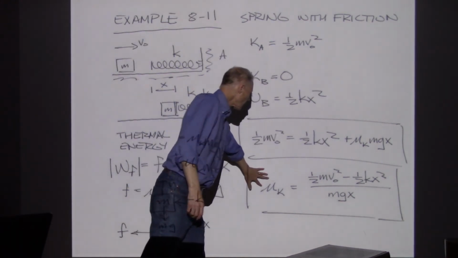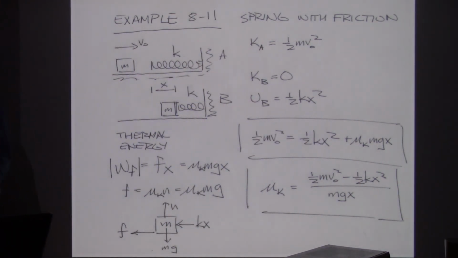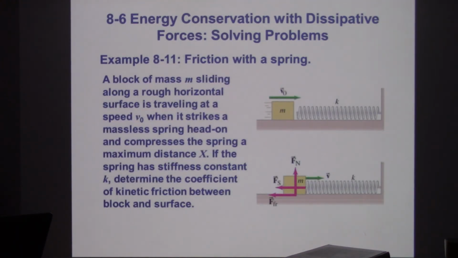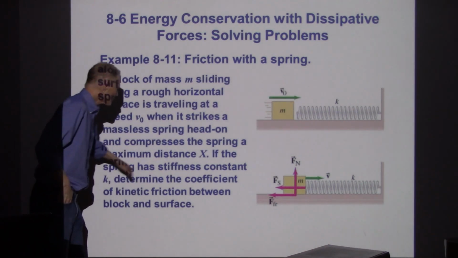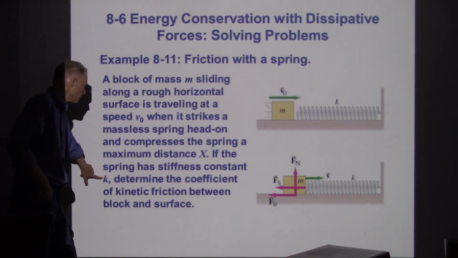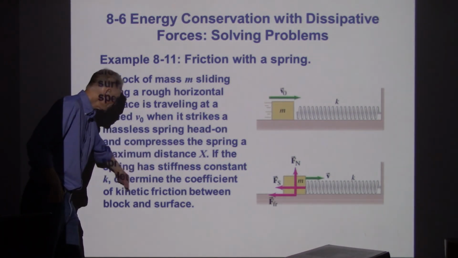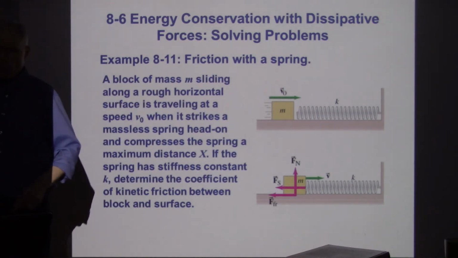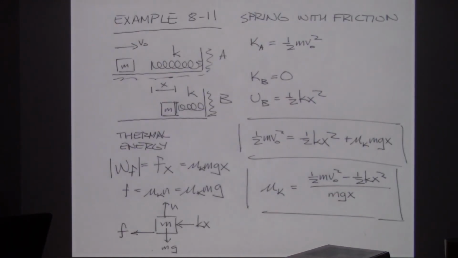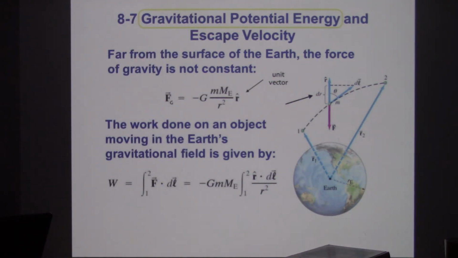Anyway, I went in and solved for what the coefficient of kinetic friction is in terms of everything given. I hope that's what they wanted us to calculate. It is. Okay, so I did read the problem pretty well this time. If the spring has stiffness constant K, determine the coefficient of kinetic friction. And so I came up with a formula. So we developed a formula for kinetic friction. All right. And that's looking like a good place to stop.